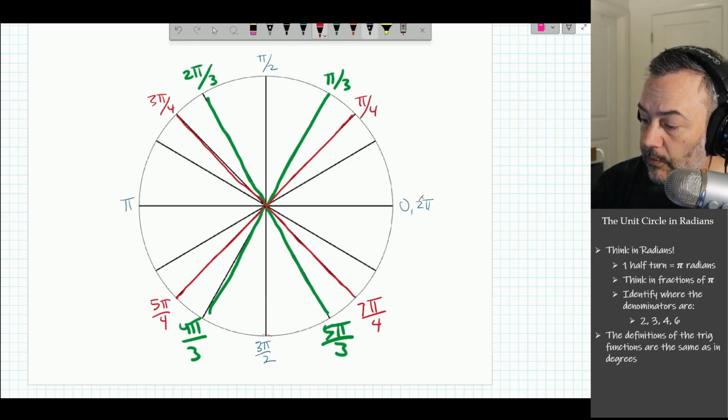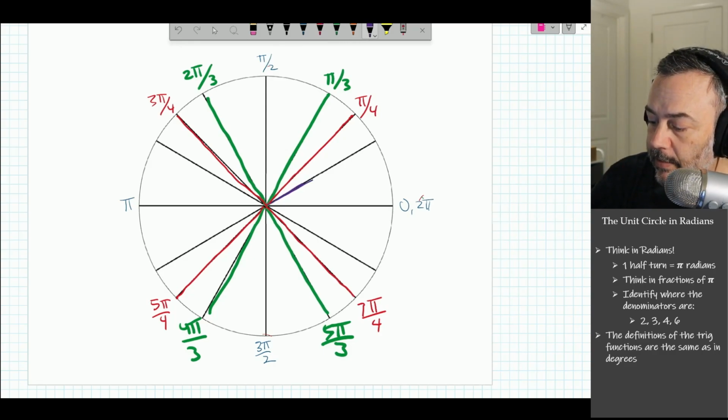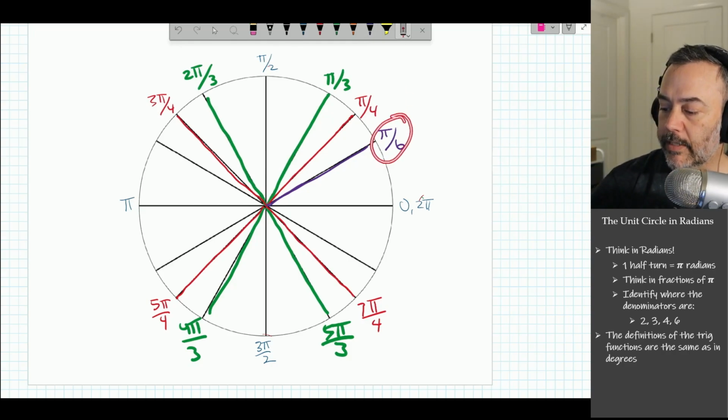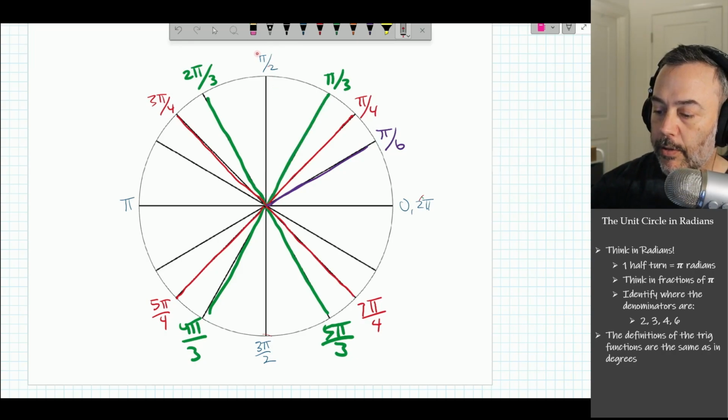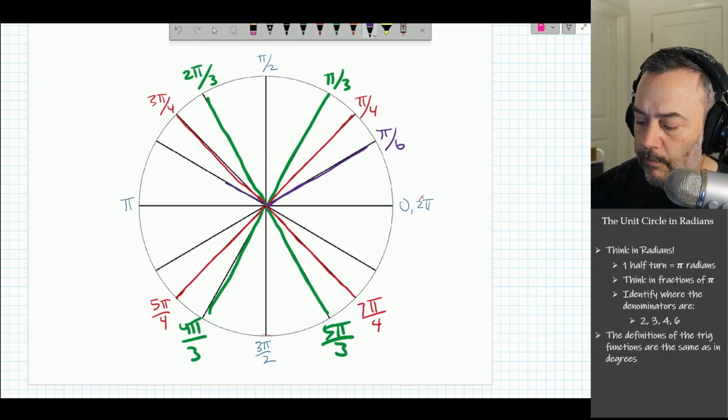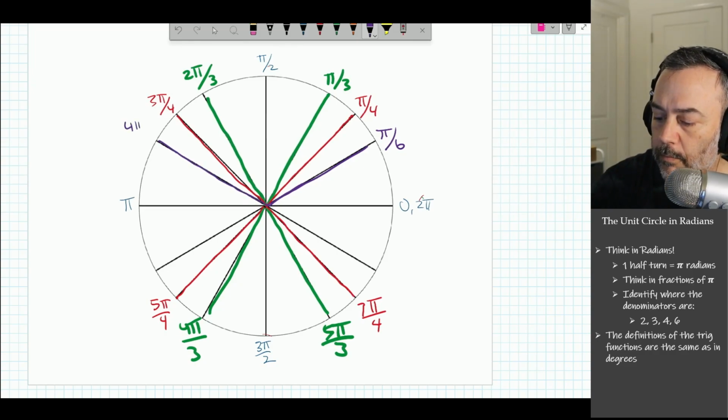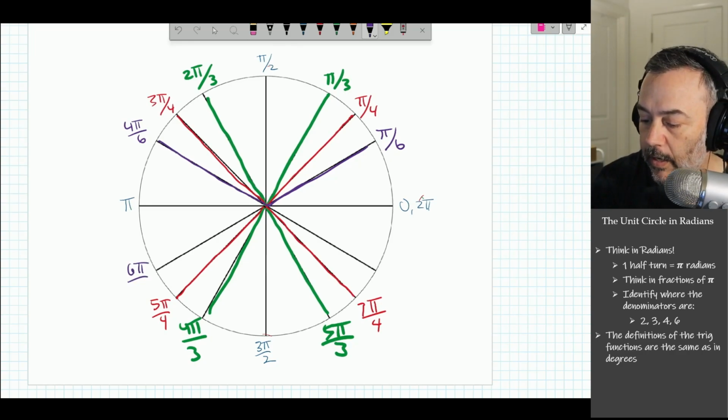is, let's see, I'll use purple. Pi over 6. Let's make that a little bigger. Okay, pi over 6. This is 2 pi over 6, but that's pi over 3. We already have it. 3 pi over 6 is here. Already have it. 4 pi over 6 is here. We already have it. 5 pi over 6 is here. We don't have it. So I'll grab my purple. Oh, sorry. I'm sorry. I think I said it wrong.